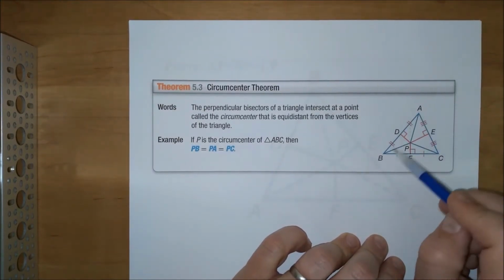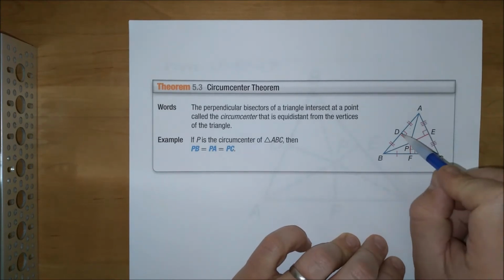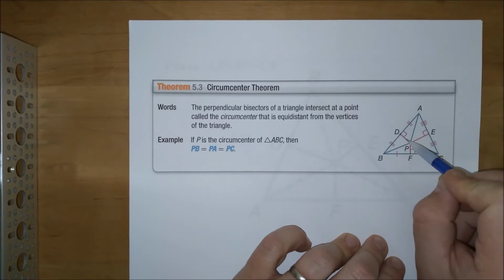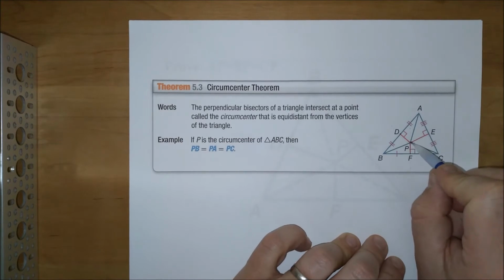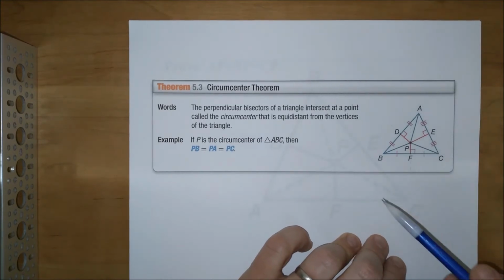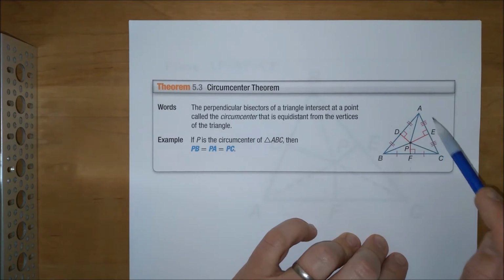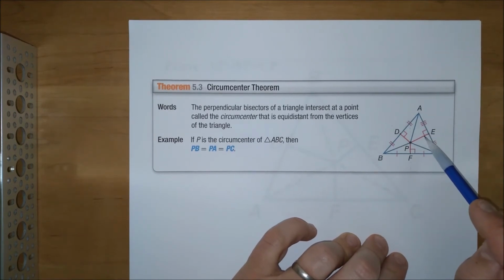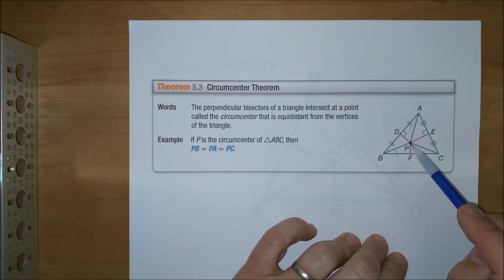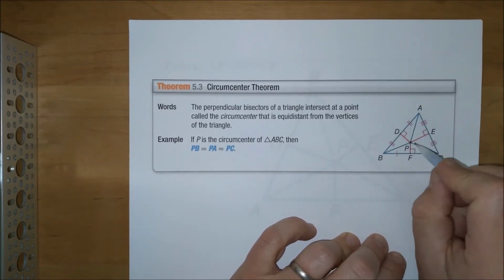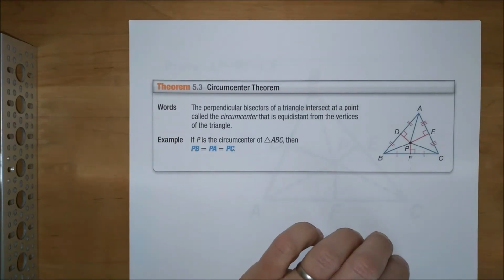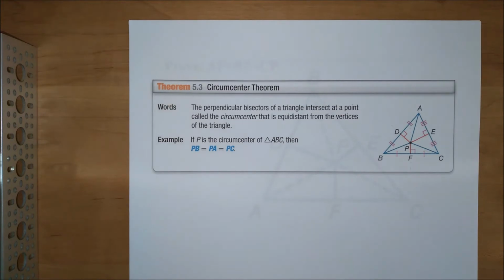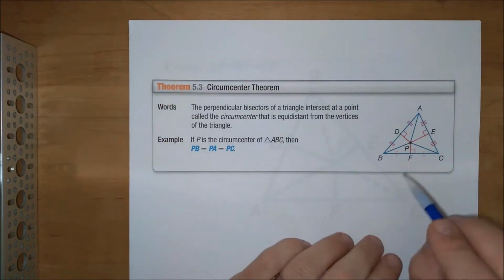We can do the same thing on side AB. We can find this point D, which is the midpoint of AB, and then construct a perpendicular line through it. And it's going to intersect with our other perpendicular bisector at this point P, which is our circumcenter. We can do the same thing for side AC. Find the midpoint, construct a perpendicular line, and you'll find it's going to intersect at exactly the same place. And that's what makes this neat, that the third line happens to intersect at the exact same point is pretty unique.